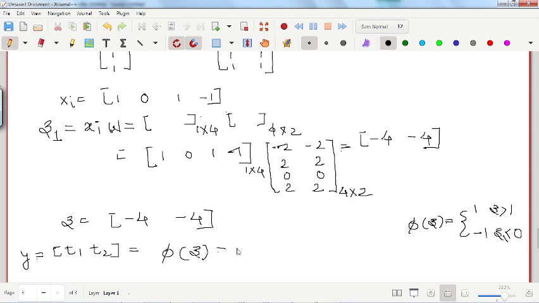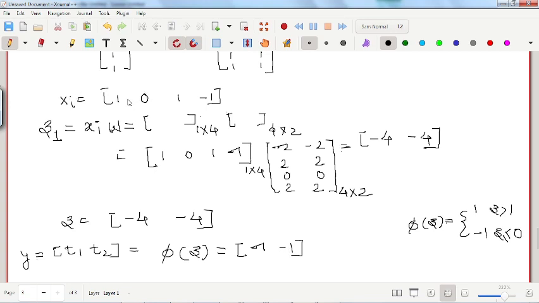So for phi of z, it will be minus 4. Minus 4 means less than 0. So what output will I get? Minus 1. Again minus 4, so what output will I get? Minus 1. So see, what is the output? Minus 1, minus 1.